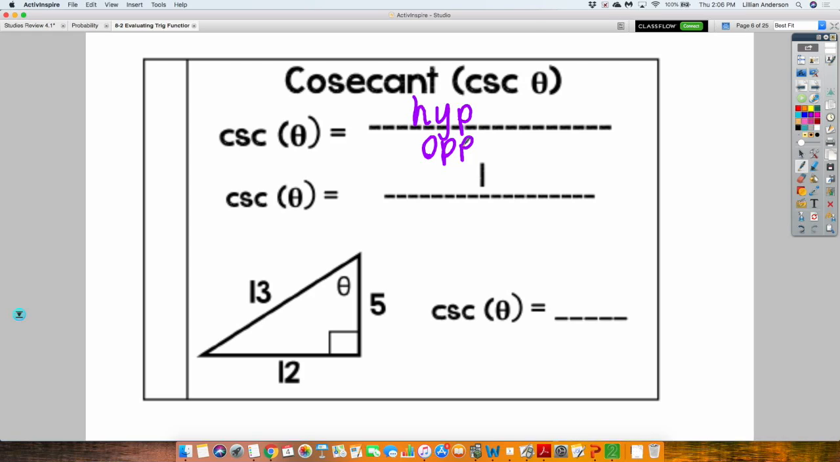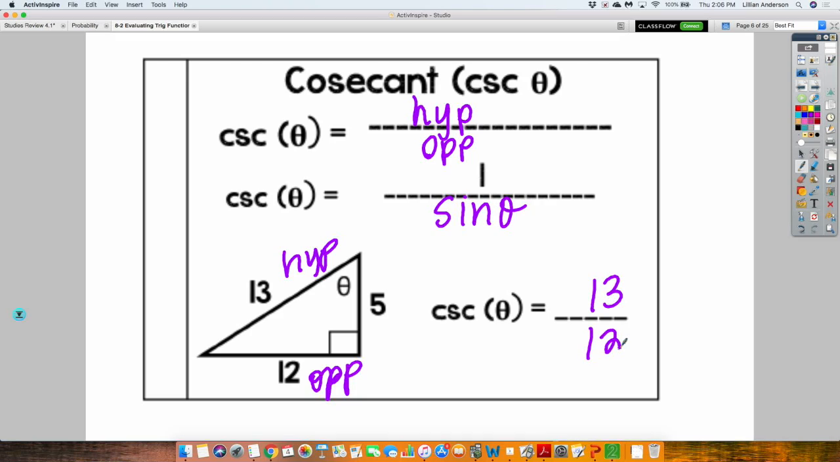Another way to represent this is because since it's the reciprocal of sine, it's the same thing as saying 1 over sine theta, okay? Either way works. So if you know sine, you just do 1 over it, which causes it to flip. So when I look at this particular triangle, what is my hypotenuse in this triangle? 13. And my opposite side is 12. So then the cosecant of theta would be my hypotenuse over my opposite side, which would be 13 over 12.